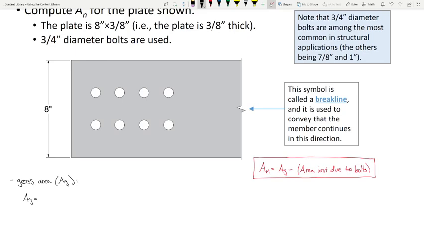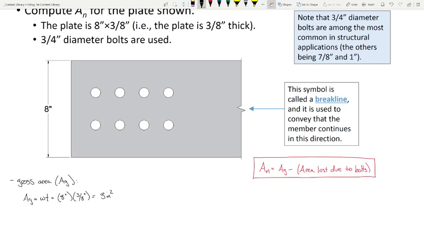So we know the width of this plate, and we know that it's 3/8 of an inch thick. So how do you think we'd compute the gross area? Yeah, it's not that complicated. Yeah, it's pretty easy. So yeah, you're exactly right. So it's just the width times the thickness, or 8 inches times 3/8 of an inch. I think I can do that one in my head because the eights cancel, and that's going to be 3 square inches. That should be pretty easy. Okay. So far, so good.